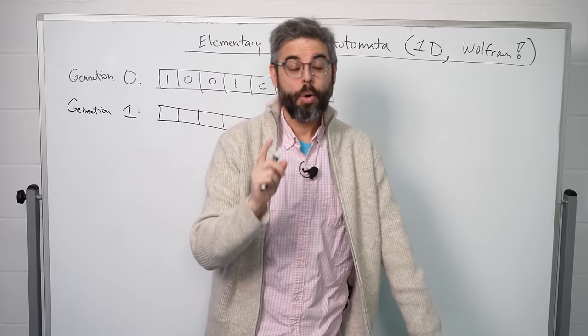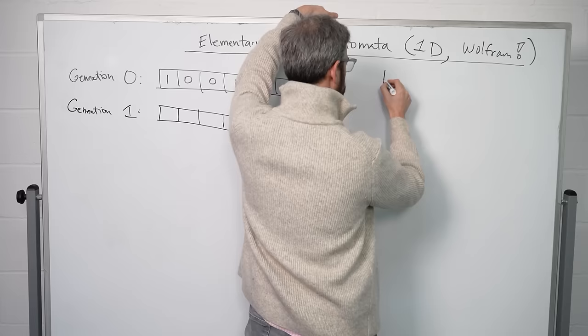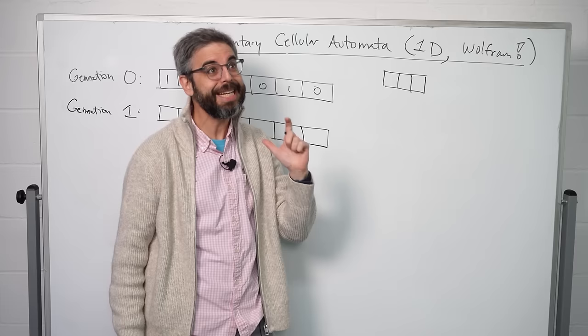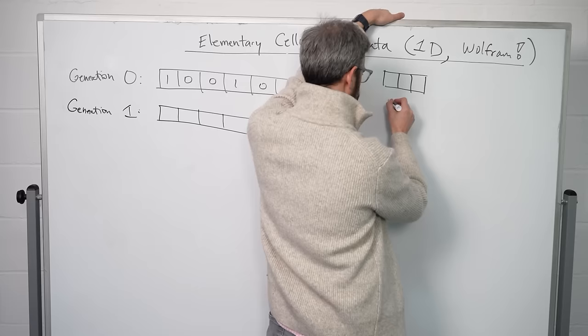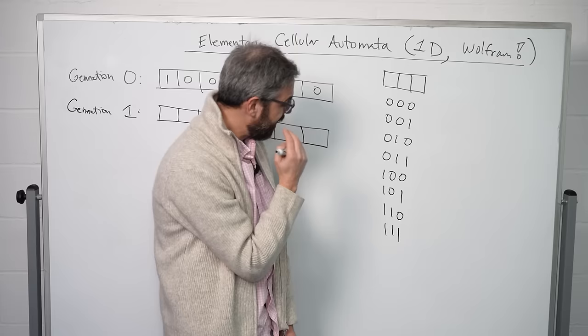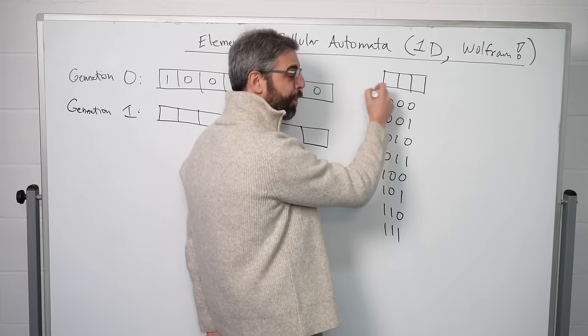Remember, a neighborhood of cells is three cells together. How many ways are there to configure three cells if each cell can only have a state of zero or one? If I did this correctly, I should have eight possibilities. This is like a three-bit number.